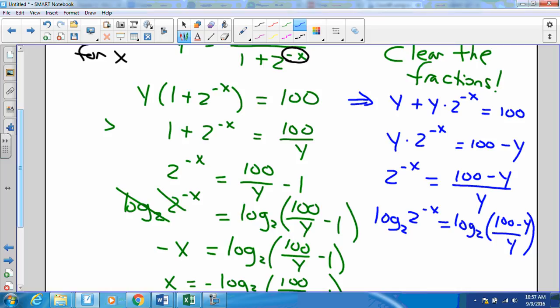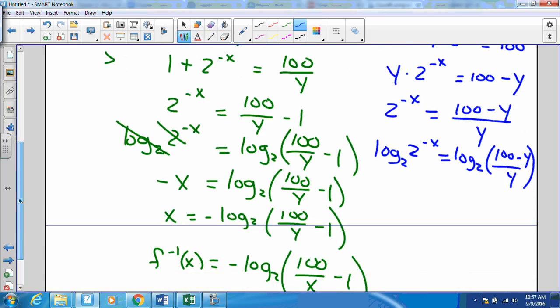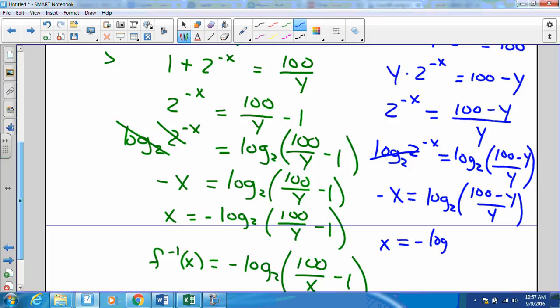Okay. Brian, carry on from here. The log base 2 and the 2 cancel themselves out. So it'd be negative x is equal to log base 2, parentheses 100 minus y over y. So x is negative log base 2 of that.